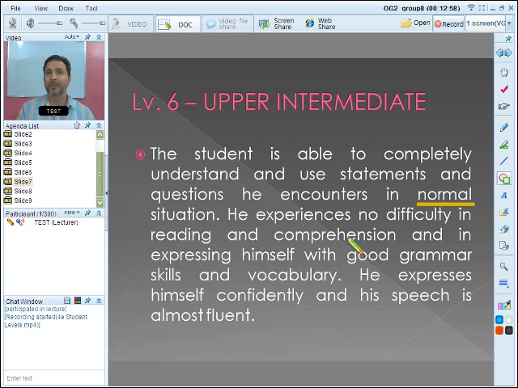What am I talking about? Maybe renting a car, renting a hotel room, traveling, in an education setting. So they can pretty much relate to those situations. They don't have very much difficulty at all reading and comprehending what they're reading, and they can certainly express themselves even better than the intermediate level or the lower intermediate.